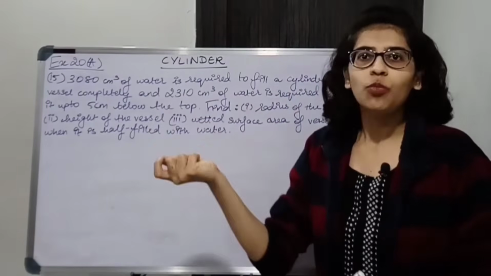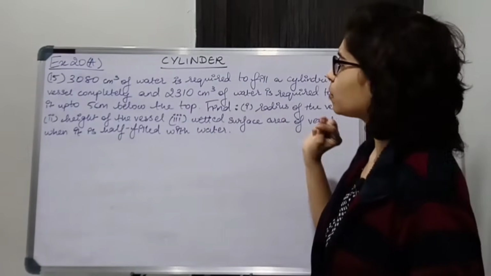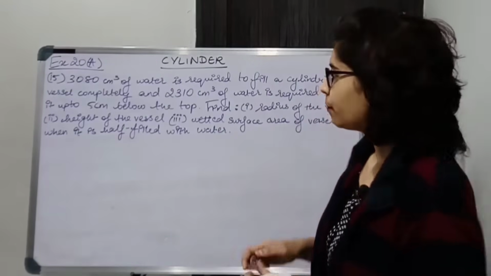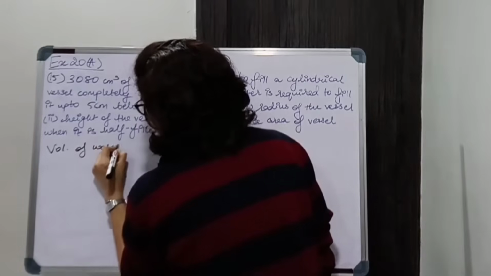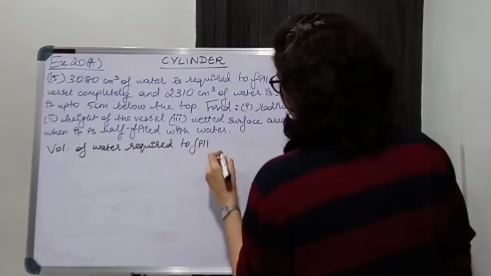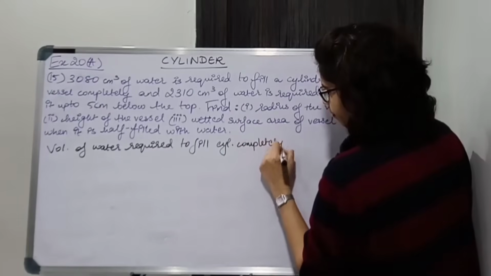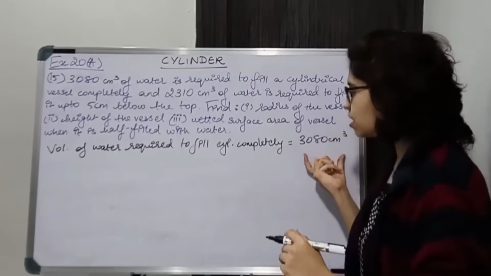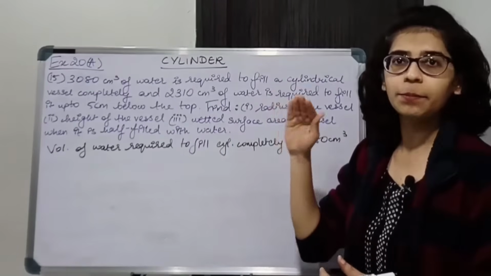3080 centimeter cube of water. Centimeter cube means it is volume. So that much amount of water is required to fill a cylindrical vessel completely. So volume of water required to fill a cylinder completely is 3080 centimeter cube. Means this volume is the volume of the cylinder. You're filling the cylinder completely.